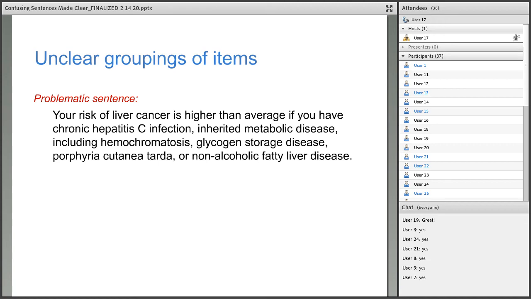Here's another example in which the grouping of items is unclear. The sentence reads, "Your risk of liver cancer is higher than average if you have chronic hepatitis C infection, inherited metabolic disease, including hemochromatosis, glycogen storage disease, porphyria cutanea tarda, or non-alcoholic fatty liver disease." The problem here is that it isn't clear from the way the sentence is punctuated whether glycogen storage disease and porphyria cutanea tarda are inherited metabolic diseases or not.